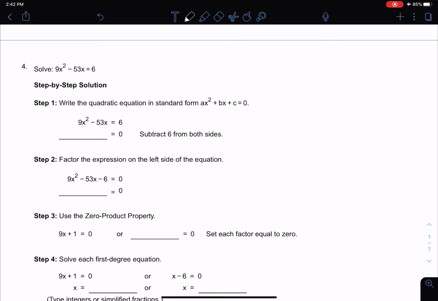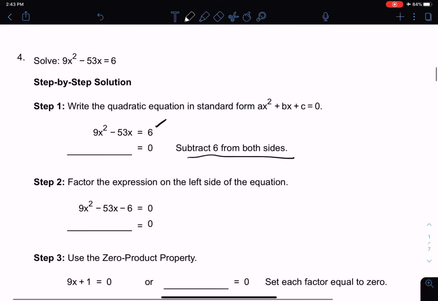Okay, this particular one is not in standard form. You can see it's equal to 6. So you subtract 6 from both sides, and they're telling you that right there. And when you subtract 6 from both sides, you get 9x squared minus 53. I'm going to start that again and try to zoom in so it's a little easier to do here.